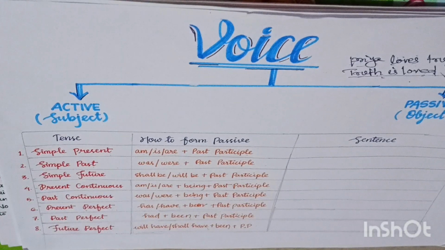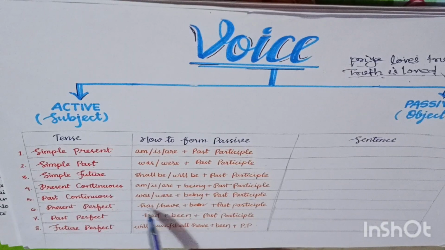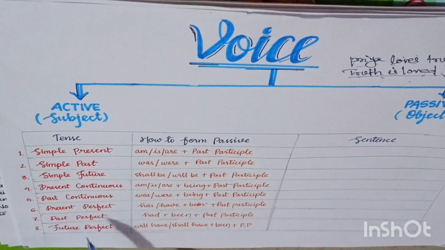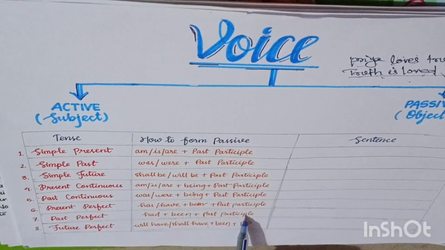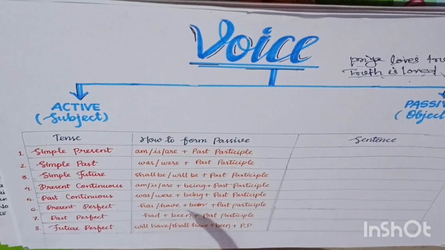When the active voice is in perfect, when we change it into passive, we use the auxiliary verbs of perfect. Present perfect: has, have plus been plus past participle. Past perfect: had been plus past participle. Future perfect: will have or shall have been plus past participle. In this way, we use those helping verbs.